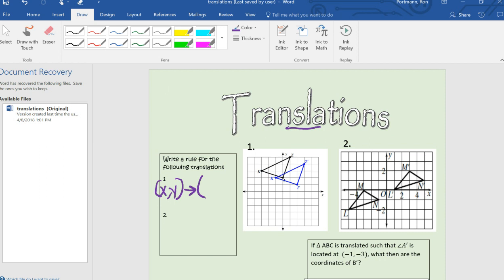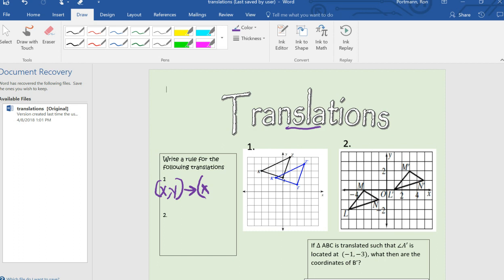And this is the notation that we use. We say for every X and Y that is in our shape, we translate it such that X is adding or subtracting a number, and then Y is adding or subtracting a number. So every single point that is in that figure, you're either adding or subtracting to get to the other figure. And guys, if you can remember, X is going first in an ordered pair.